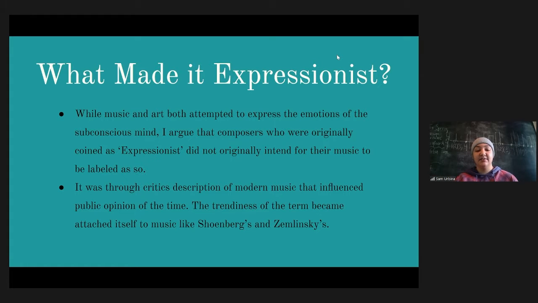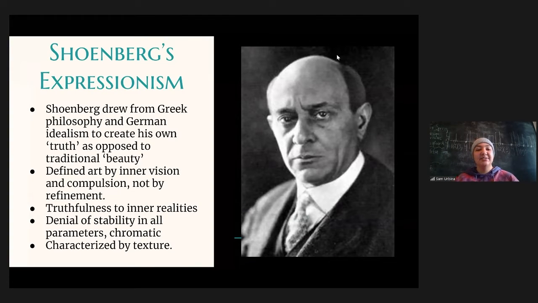The term attached itself to music of Schoenberg's and Zemlinsky, who were expressionist composers. So Schoenberg's expressionism, he drew from Greek philosophy and German ideals to create his own truth as opposed to traditional beauty. His art was defined by inner vision and compulsion, not by refinement. So he wanted to stay true to his inner realities, and he denied stability in all parameters, including tone and dynamics, and it is characterized mostly by texture.